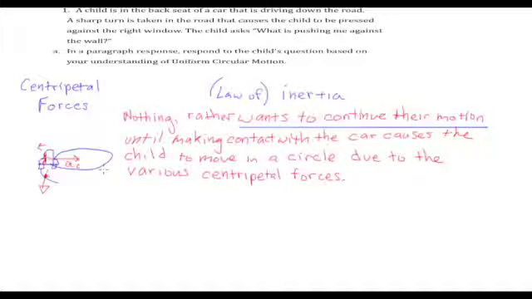So even when I'm turning, my object, or in this case my child, wants to continue in their motion. The child hit the car not because of something pushing them into the car, but rather just because the child wanted to continue their motion, and then the car began to turn. The child hits the wall of the car and then begins to turn.